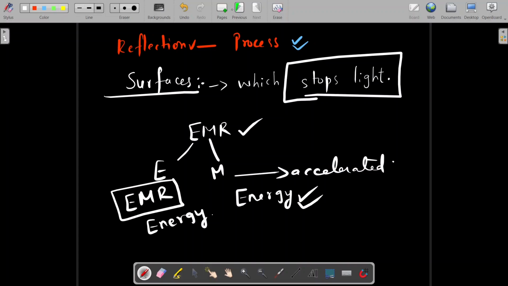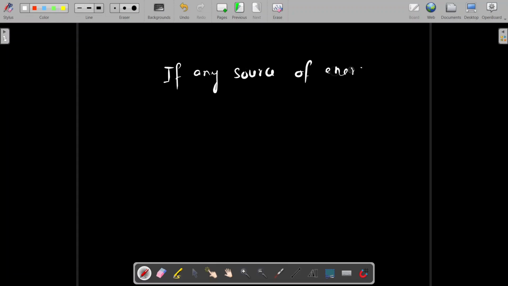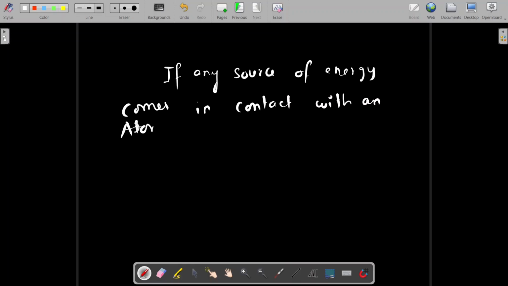And you have to know something: if any source of energy comes in contact with an atom, the electron will interfere.